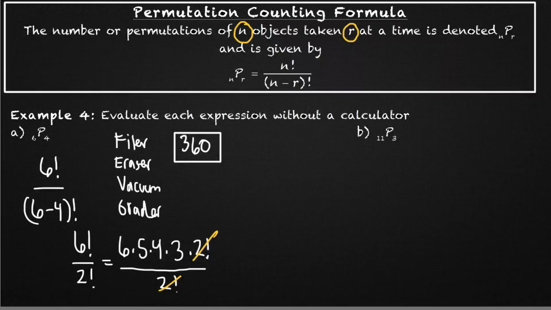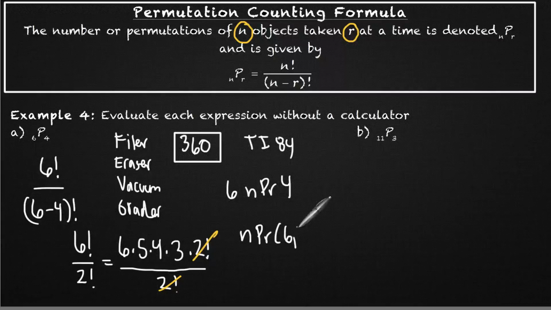Now, if you're typing this in your calculator, if you have a TI-84, then you're going to want to do 6 nPr 4. If you have an Inspire, you're going to want to do nPr, parentheses, 6 comma 4, and you can check your work that way. Okay, let's quickly do part B.